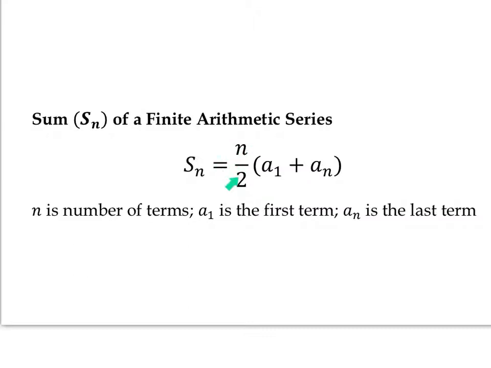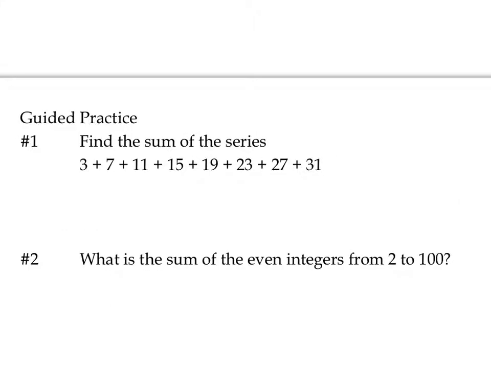It's n over 2 times, in parentheses, the first term plus the last term, right? A sub 1 is the first term, A sub n is the last term. If we're finding the sum of 30 terms, then A sub 30 would be the final term in that sequence. So we add the first and the last and multiply that by the number of terms over 2. This is an important equation to know that helps us find the sum for any finite series. So let's see how we can do that.